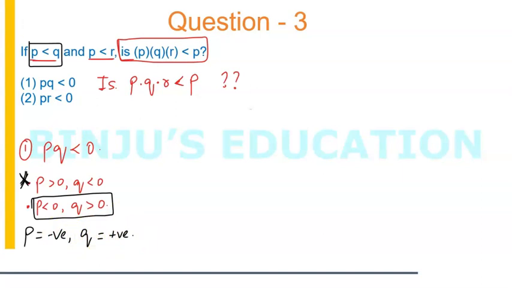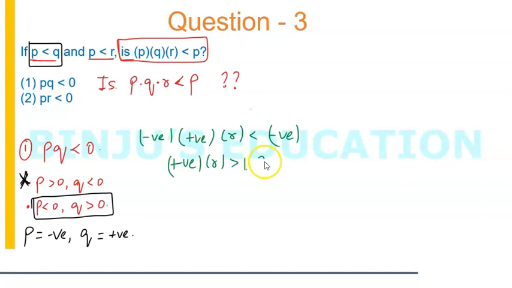Now, if we use this in the given question, we have a negative number multiplied by a positive number multiplied by R is less than a negative number. Now, even if I divide both sides by a negative number, I know that my sign of inequality will change for sure. So a positive number multiplied by R is greater than 1. Now, this is the question. A positive number when multiplied by R, is that number greater than 1?